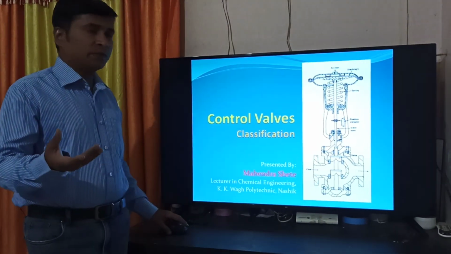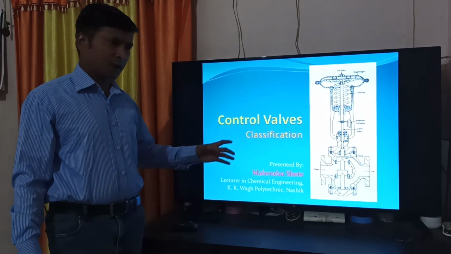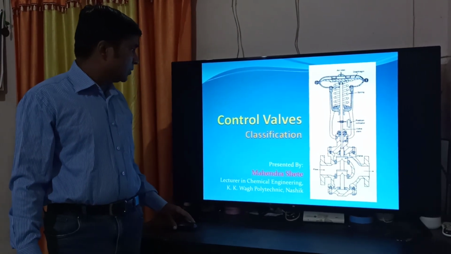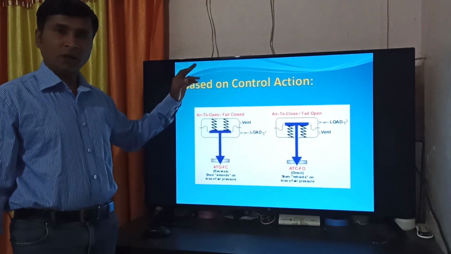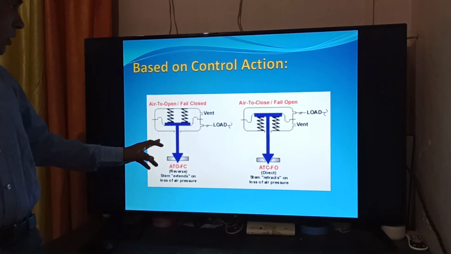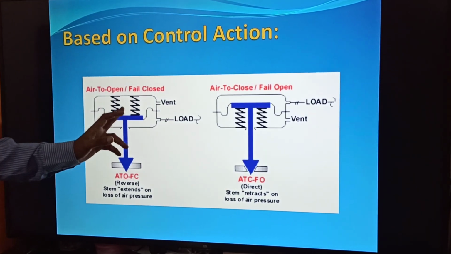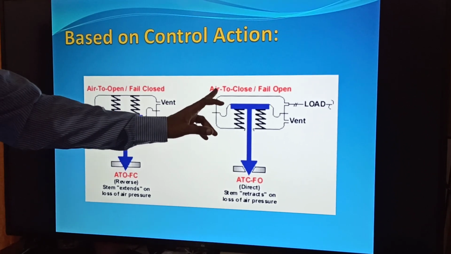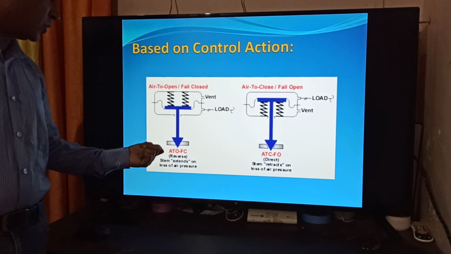First, the classification of this control valve based upon various parameters. The first parameter of this classification is the control action, means classification based on control action. Here we have two types of control valves. First is air to open control valve and second one is air to close control valve. What is the basic difference between these two types of control valves?